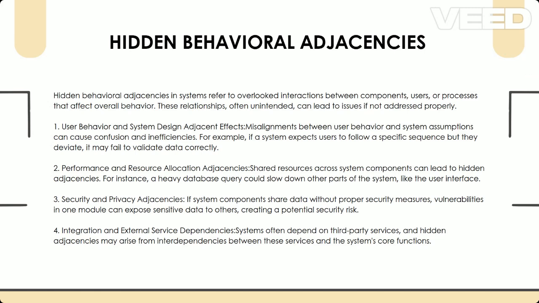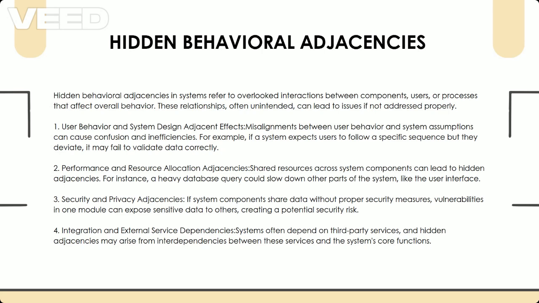Hidden behavioral adjacencies, user behavior and system design. Mismatch between user behavior and system assumptions can cause inefficiencies. For example, users not following expected sequence can cause validation failure. Performance and resource allocation. Shared resource can slow down other system parts. For example, a heavy database query impacts UI responsiveness.